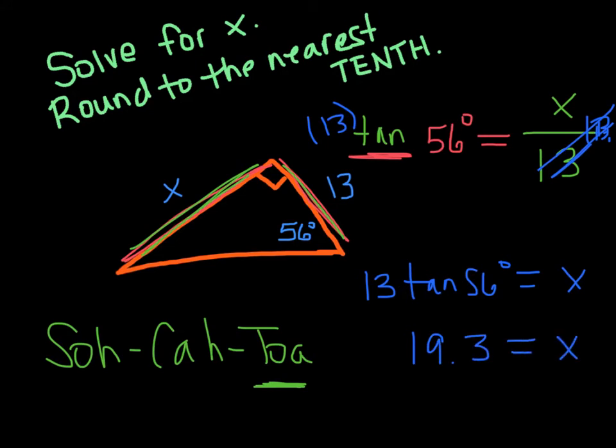equals x. And if you look at the length of it, that would make sense. It seems reasonable in comparison. The 13 is smaller, so this is 19.3. And also keep in mind whenever you're using that hypotenuse, it always has to be the longest, so that's kind of a way you can check your work as you go.